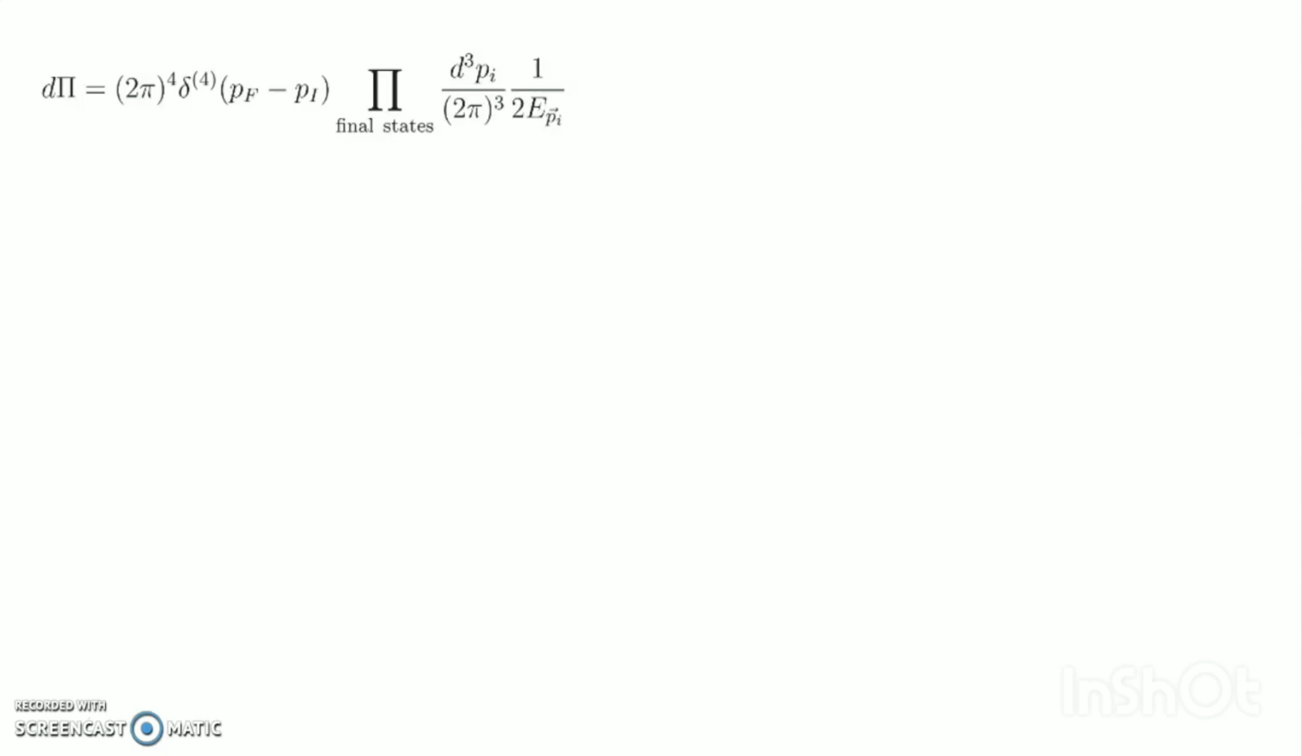Now we discuss Fermi's golden rule. We have exchanged one of the delta functions for Lorentz invariant measures. The result is an expression for the density of final states given by Lorentz invariant measures.